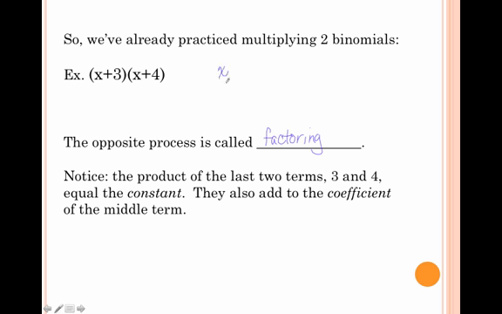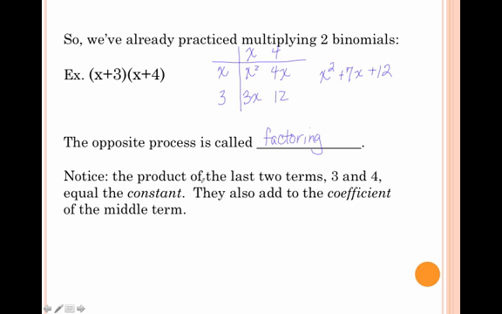So I've got x plus 3 and I've got an x plus 4. And I'm going to multiply: x squared, 4x, 3x, and 12. And when combining my like terms, I've got x squared plus 7x plus 12. Okay, so here is the polynomial that results when I multiply these two binomials.